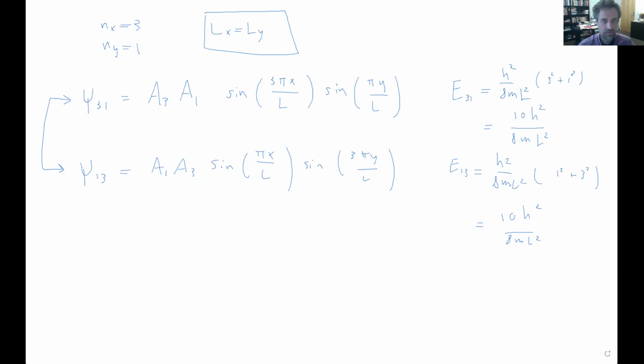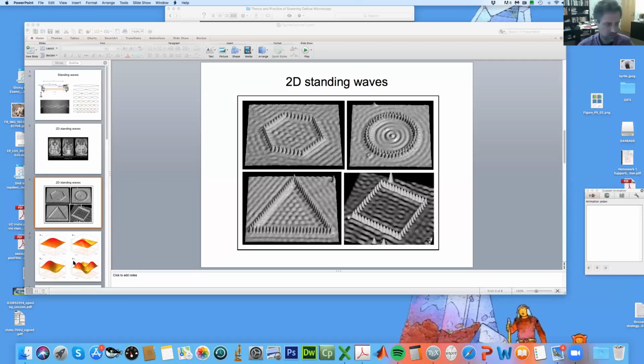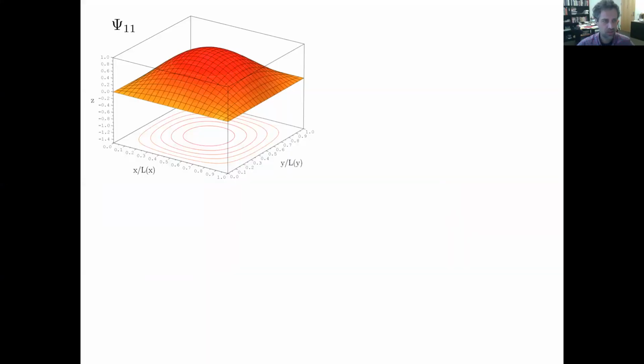Okay, so let's have a look at some pictures to visualize that. Here are a couple of examples. Here you see a square box. You can just put the solution into a mathematical plotting program, like Mathematica if you're familiar with that, write out the formula I just wrote on the screen and plot, for instance, psi 1,1. If you do that, you find this shape.